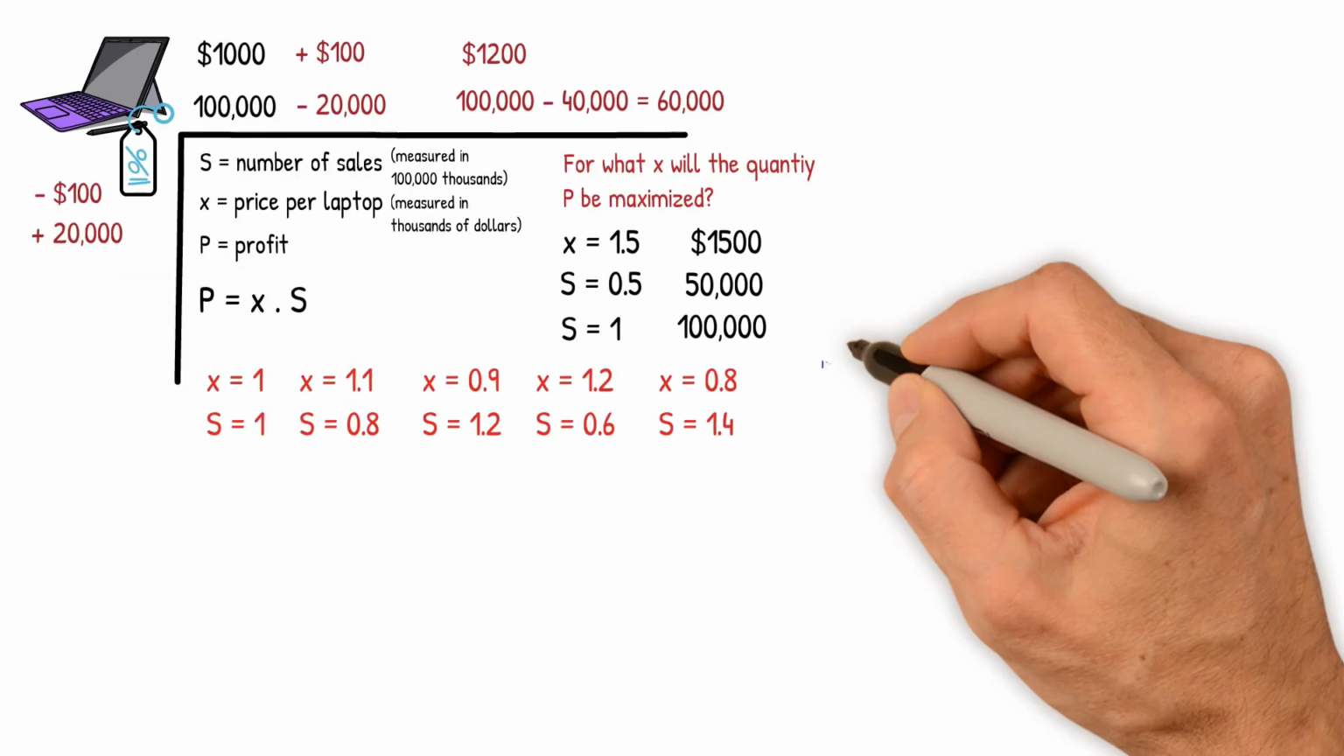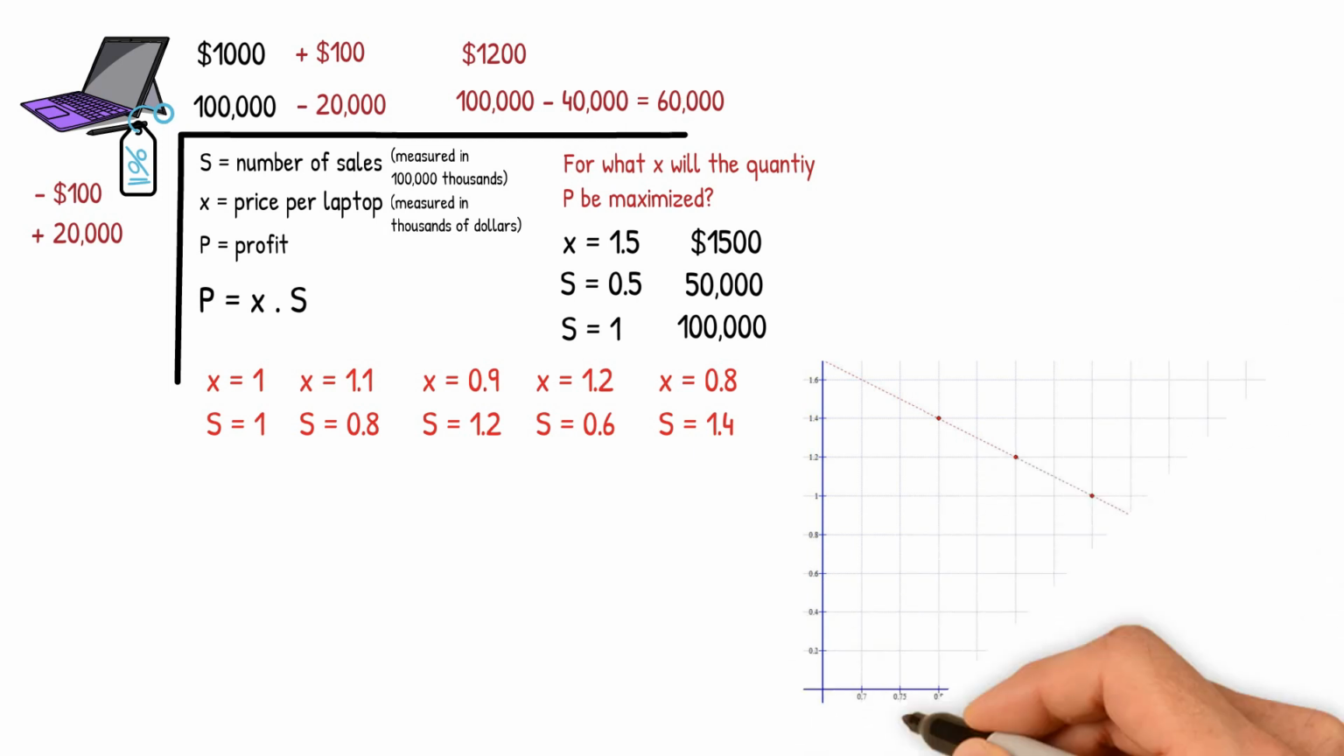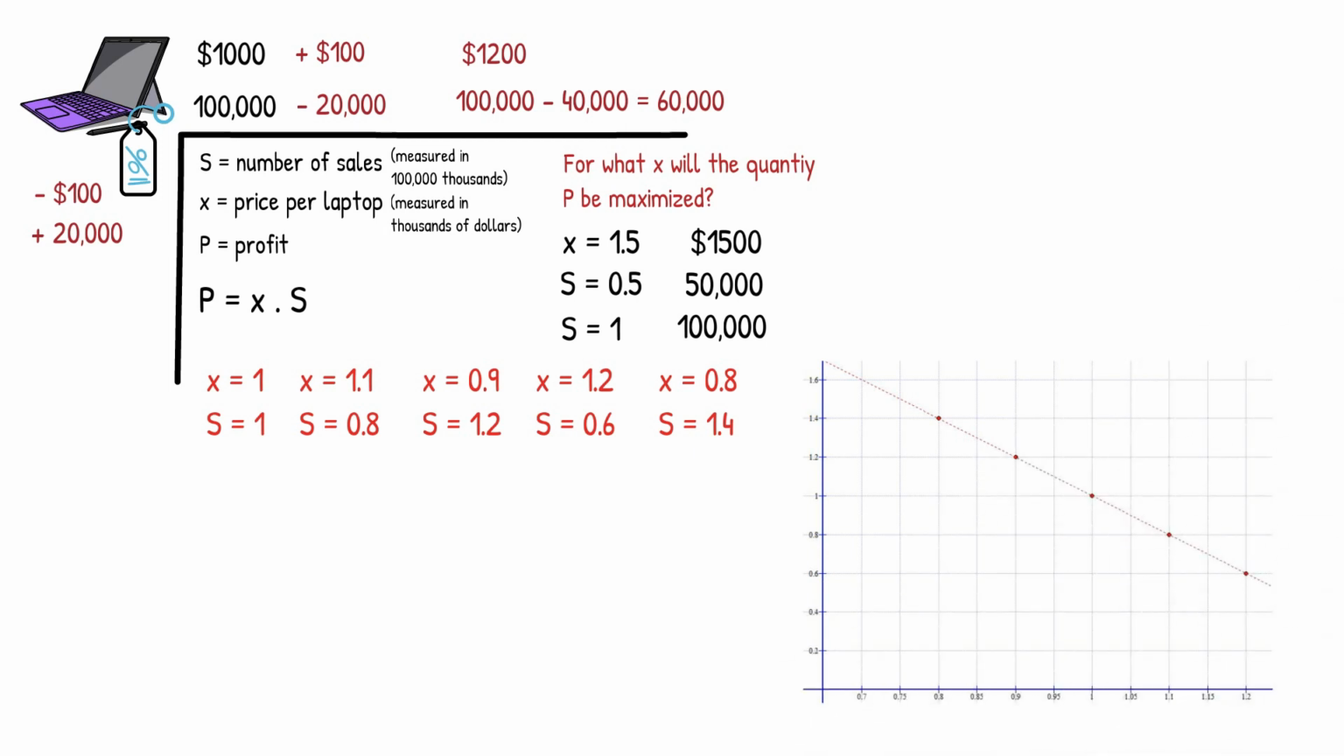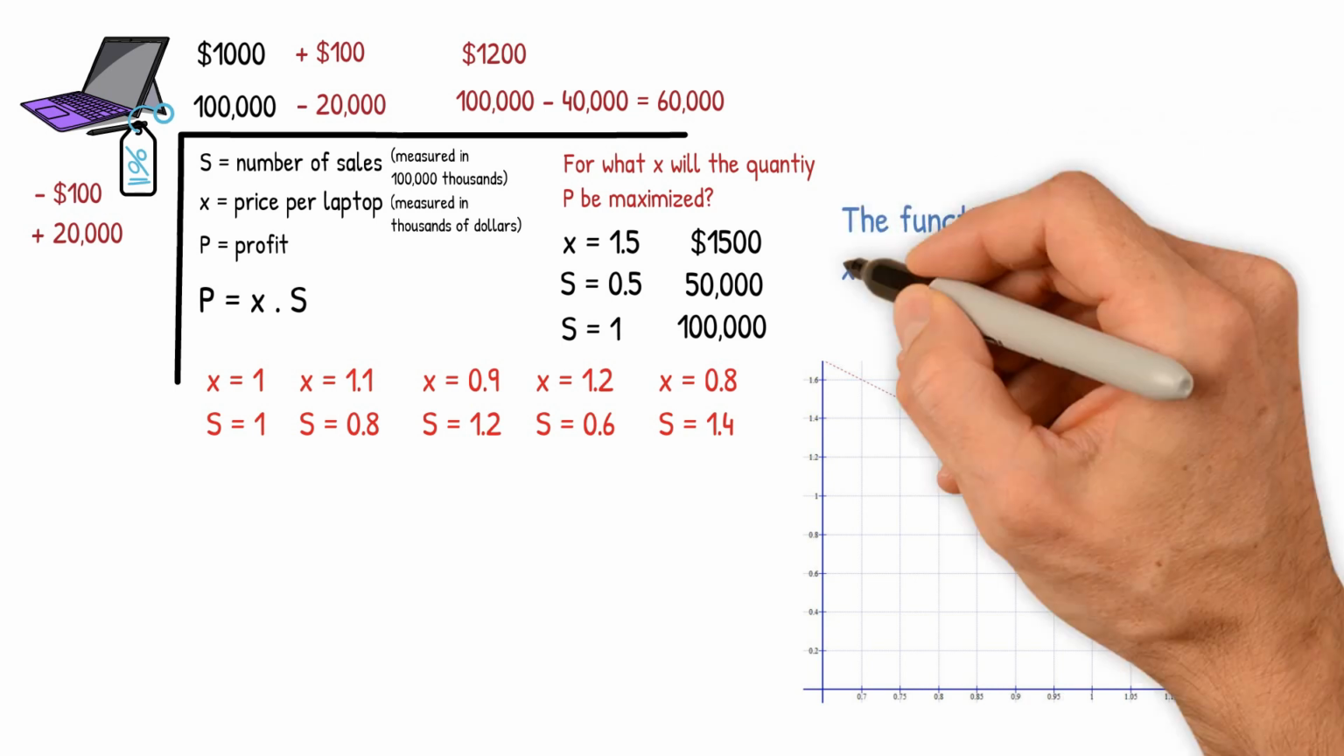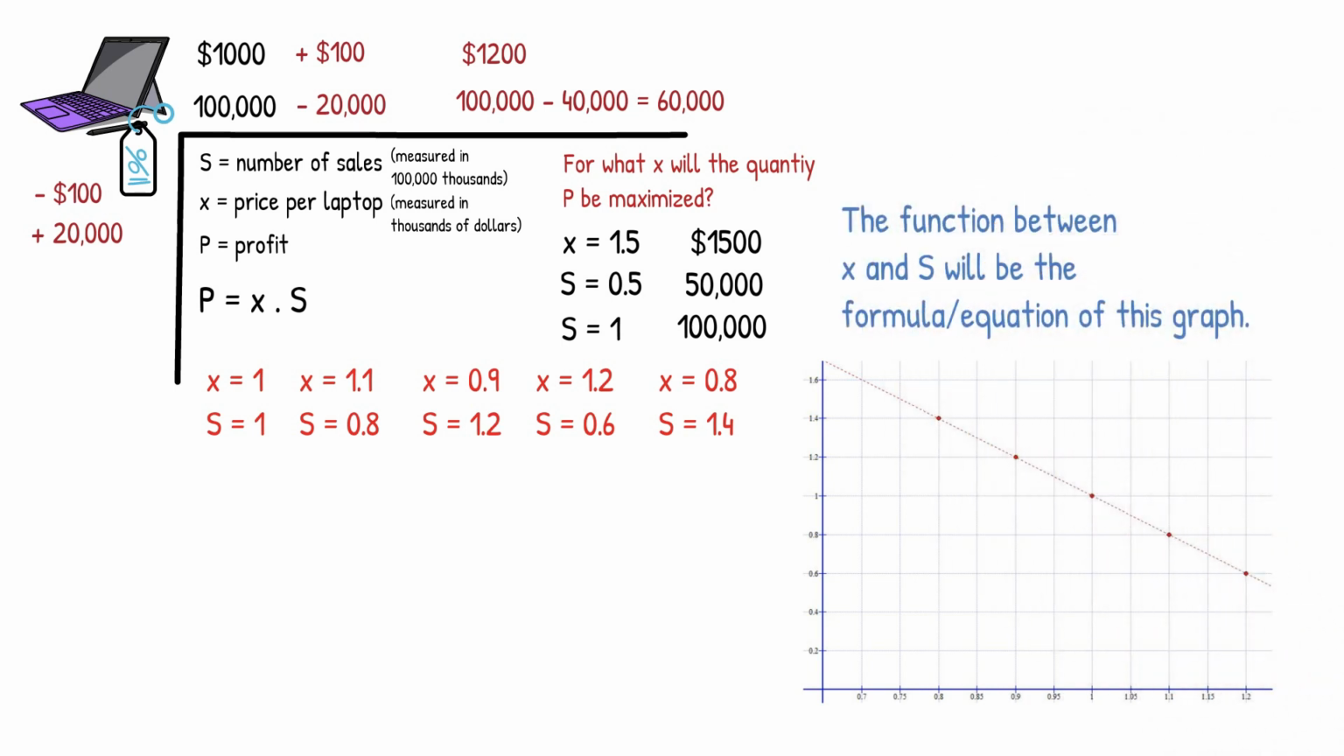Let's plot these points on the Cartesian plane, with x being the horizontal axis and s being the vertical axis. The function between x and s will be the formula, or equation, of this graph. As the graph is linear, we already discussed how to find the equation. So it's assumed at this point that hopefully you know how to find the equation of this line, as that's a topic that was covered previously in this course.